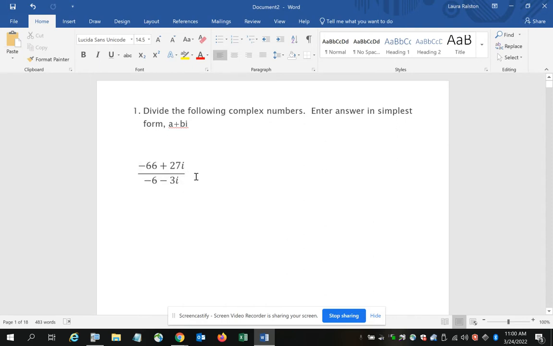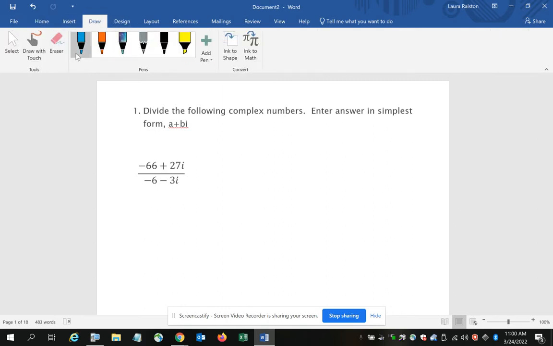So the question is negative 66 plus 27i divided by negative 6 minus 3i. If you'll recall, to divide complex numbers, we actually perform multiplication and we multiply by the conjugate of the denominator. Now, conjugate is a fancy math word that means opposite. So you have the same two partners, negative 6 and 3i, but it becomes plus because the original was negative.